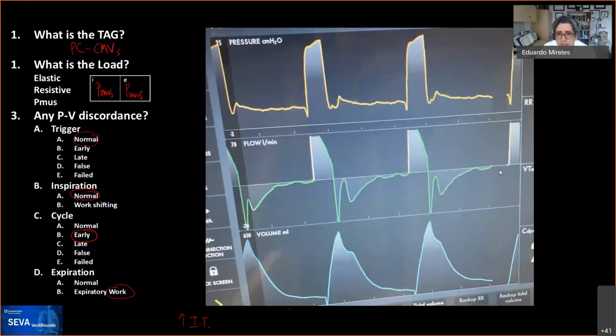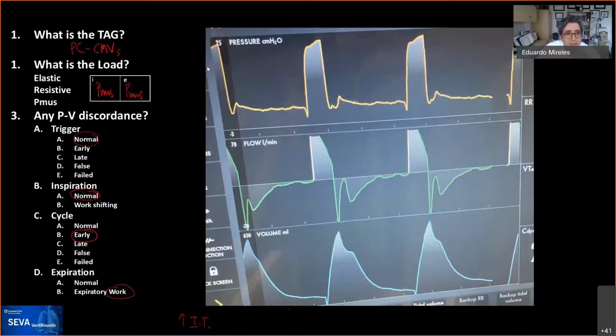The load, the majority of the people recognized PMAS, the trigger as normal. The inspiration, some mild to moderate work shifting was the main answer, some severe work shifting. And then in cycle, the majority of the population recognized early cycle. So great job, everybody. So let's go over this, Udi.